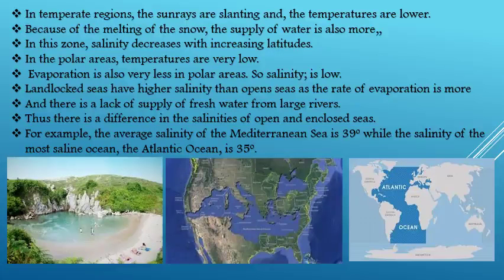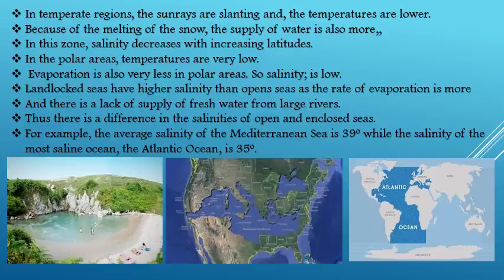Open sea doesn't have higher salinity because the water keeps on flowing from all directions and fresh water keeps on entering it. So the salinity becomes very low as the amount of fresh water will be more. Thus there is a difference in the salinity of the open and the enclosed sea. For example, the average salinity of the Mediterranean Sea is 39, while the salinity of the Atlantic Ocean is 35.